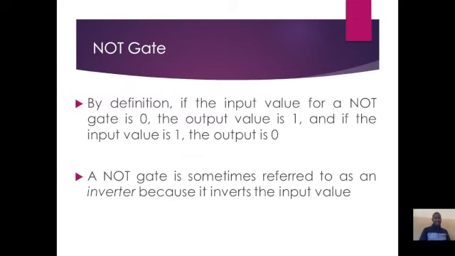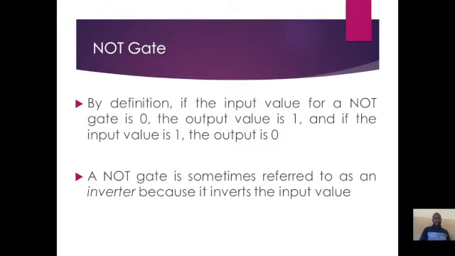By definition, if the input value for a NOT gate, for example, is 0, then the output is 1. And if the input is 1, then the output is 0. Basically, a NOT gate is sometimes called an inverter. Why? Because it inverts the input to the opposite. So what is the basic rule of a NOT gate?